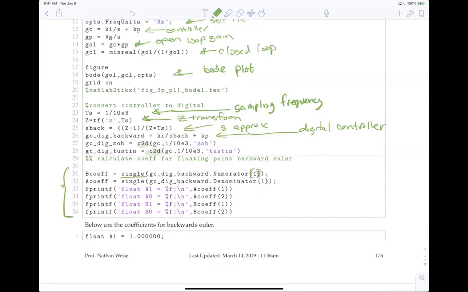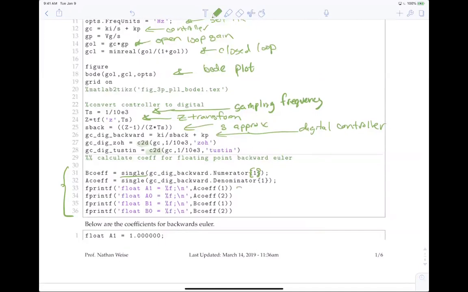And what that is doing is converting those from double floating point, because that's the default number system in MATLAB, to a single precision floating point, which is probably in general what you will have if you have a floating point unit. That's the type you generally have on low cost microcontrollers, a single precision floating point. So this B coefficient and A coefficient, lines 31 and 32, will be vectors of single precision floating point numbers. Okay, and then we'll just print them out in a nice easy fashion in the prompt. That's lines 33 through 36, defined in C code. So I just wrote float A1 equals percent F, where percent F is the first element in the A coefficient vector, which is a single precision floating point number.